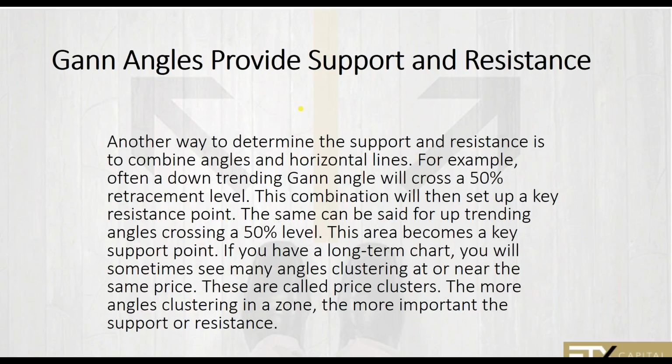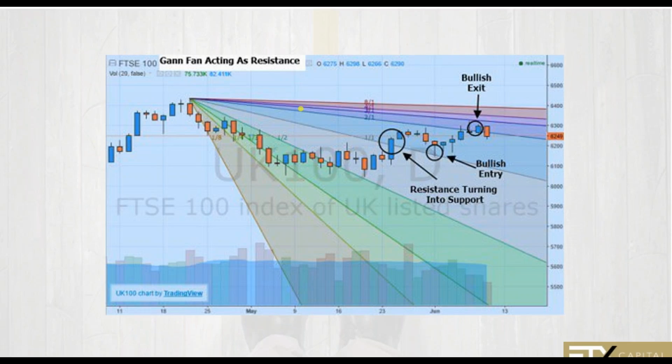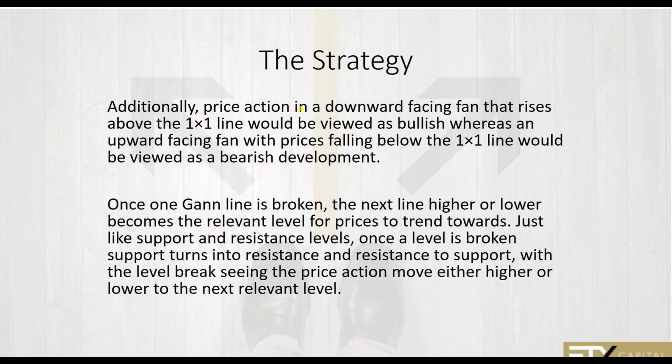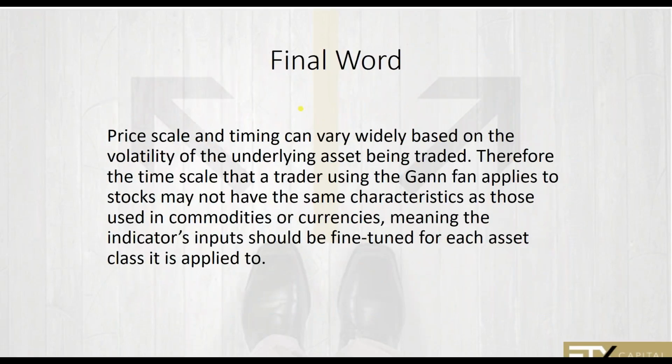Another way to determine the support and resistance is to combine angles and horizontal lines. For example, often a downtrending Gann angle will cross a 50% retracement level. This combination will then set up a key resistance point. The same can be said for uptrending angles at 50%. And this is why they work very, very well with Fibonacci. Okay. And it's a great combination.